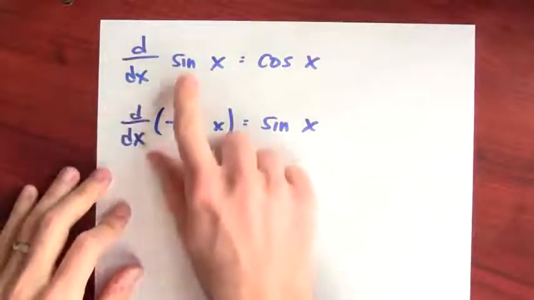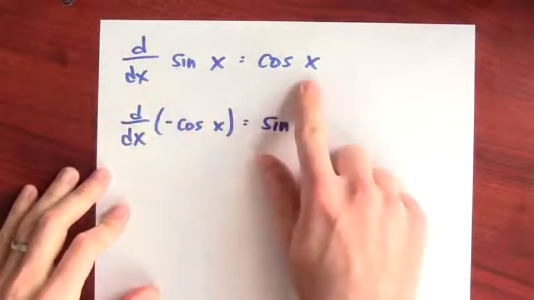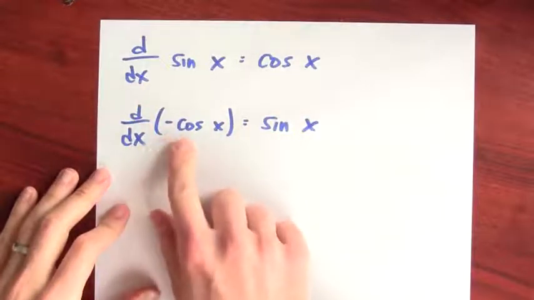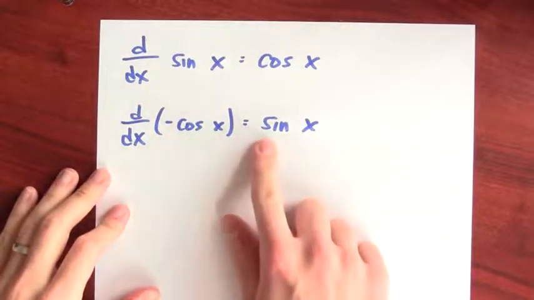How do I anti-differentiate trig functions? Sine and cosine are easy if we just remember their derivatives. The derivative of sine of x with respect to x is cosine x, and the derivative of negative cosine is sine. So what are their antiderivatives?